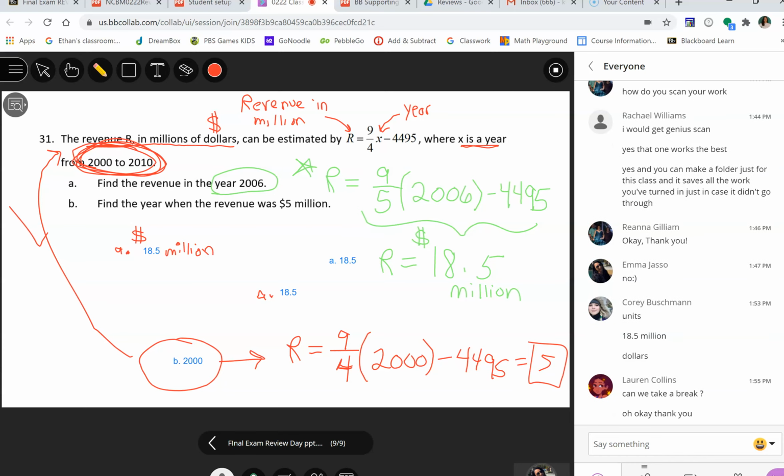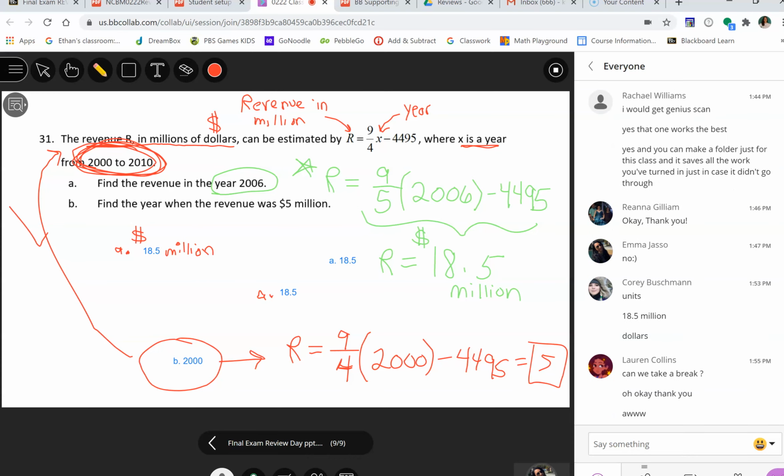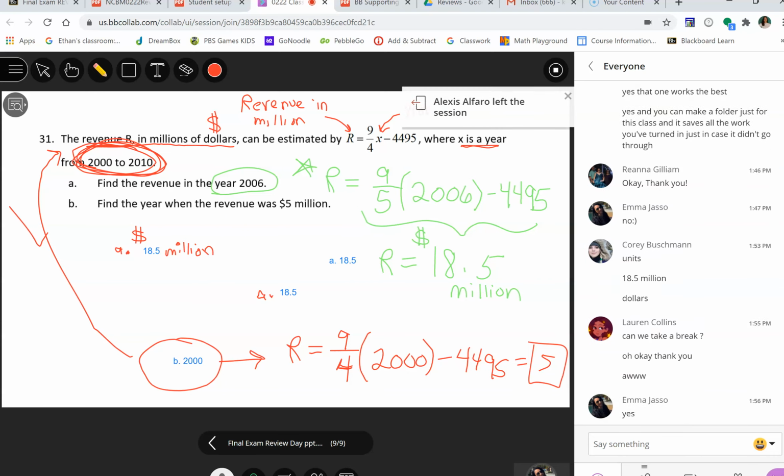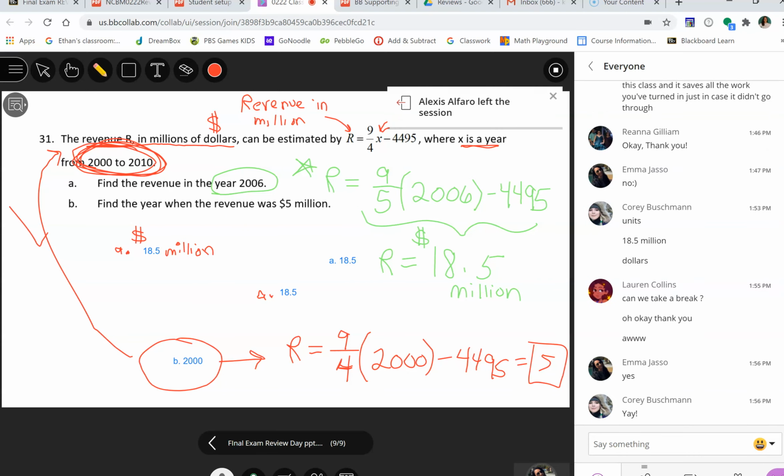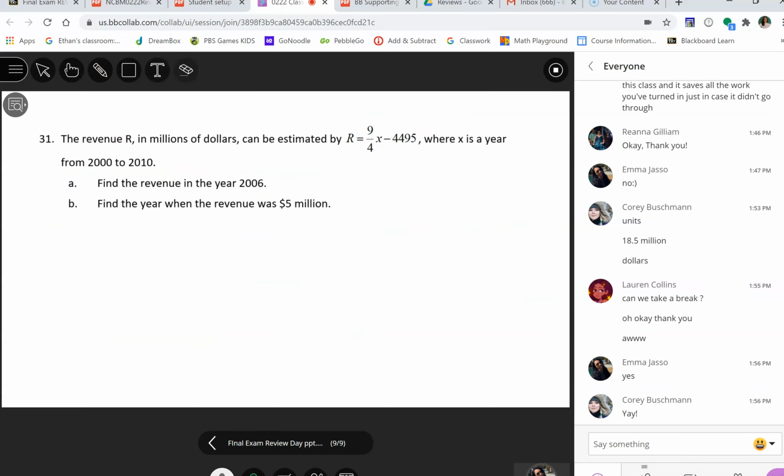Yeah, that's 5. So whoever got 2,000 was right. Does anyone need to see the equation solved for? Emma? Okay, cool. So let's go ahead and solve that one real quick. I have R equals 9/4 X minus 4,495. So to solve, we locate our variable. Here it is. You ask yourself what happened to it.